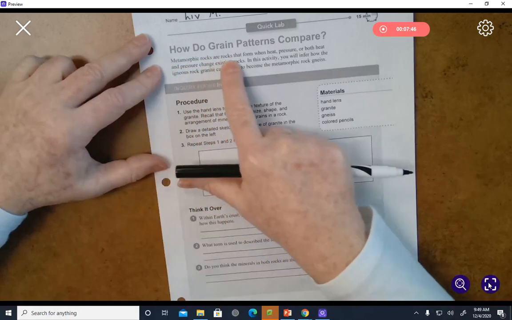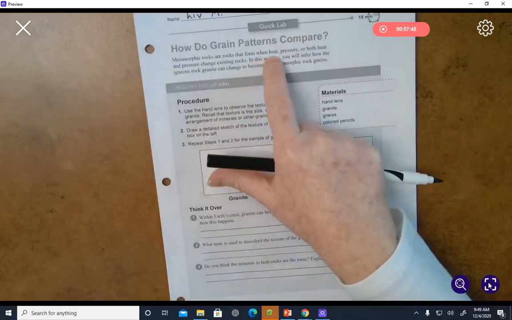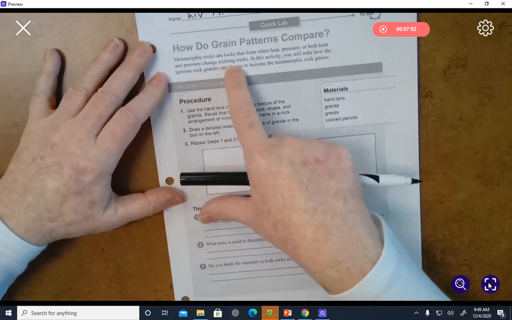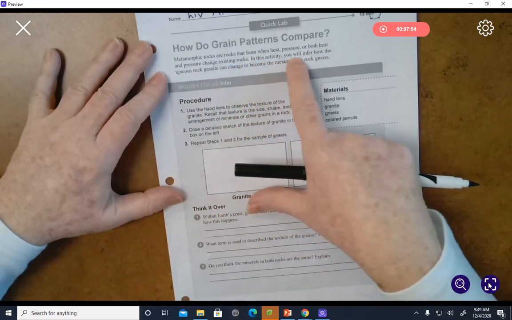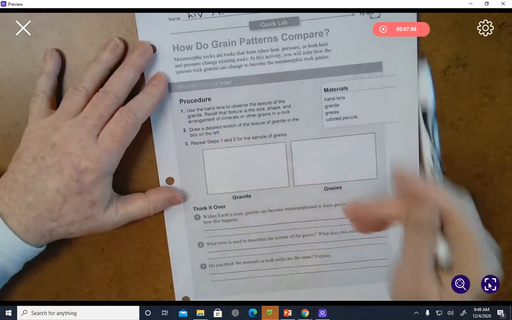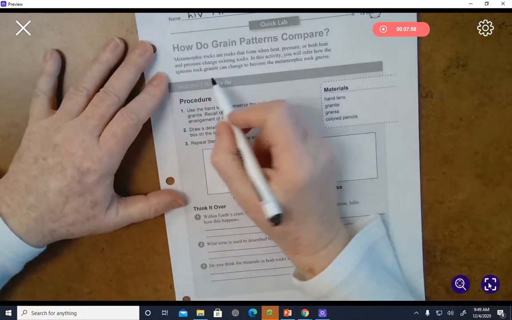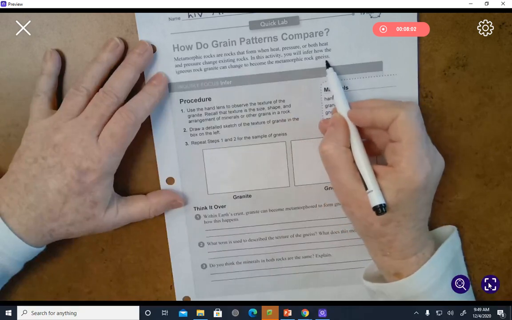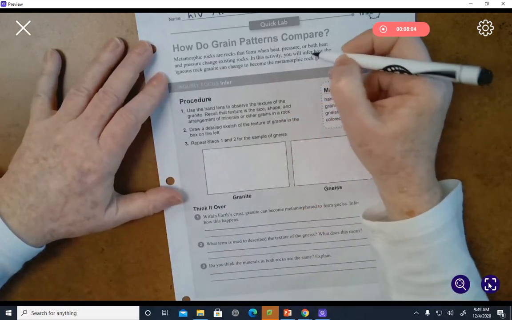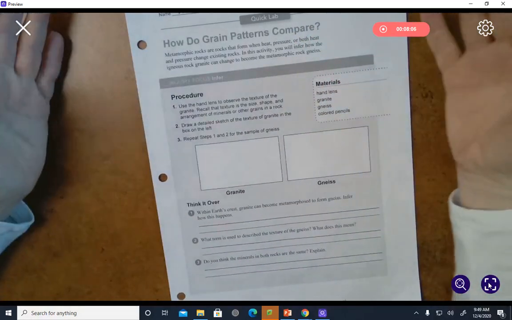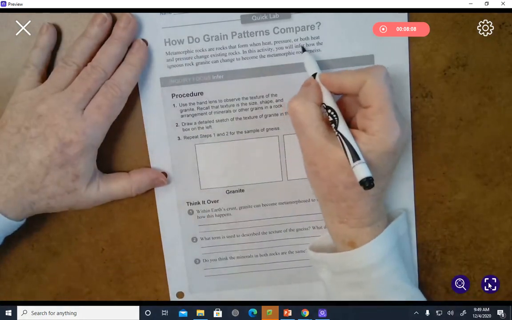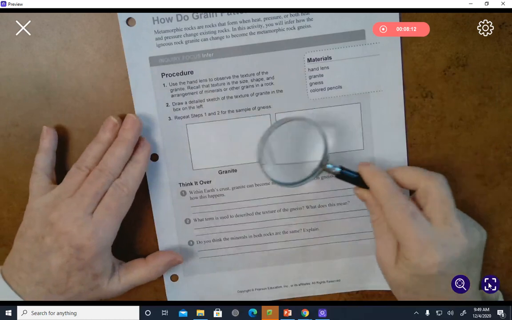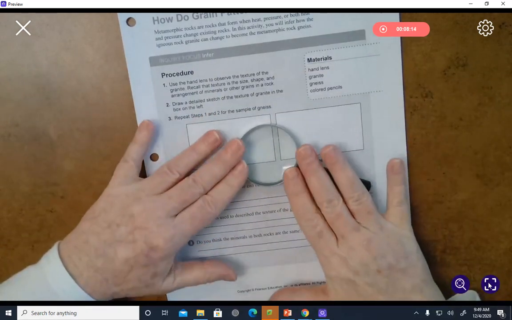Metamorphic rocks are rocks that form when heat, pressure, or both heat and pressure change existing rocks. In this activity, you will infer how the igneous rock granite can change to become the metamorphic rock gneiss. Now, if you don't know, you're not supposed to write IDK because it's asking you to infer. So it does say to use a hand lens. Don't tell me I can't because I don't have a hand lens.